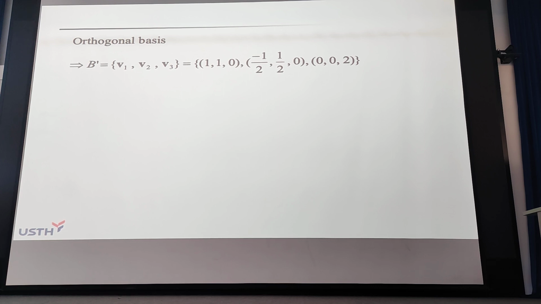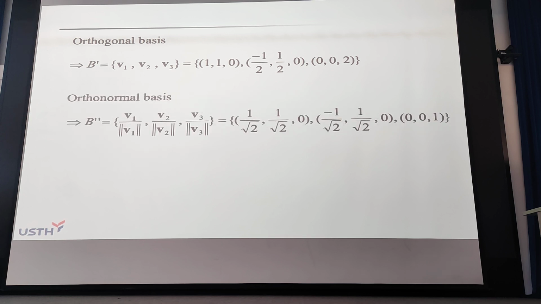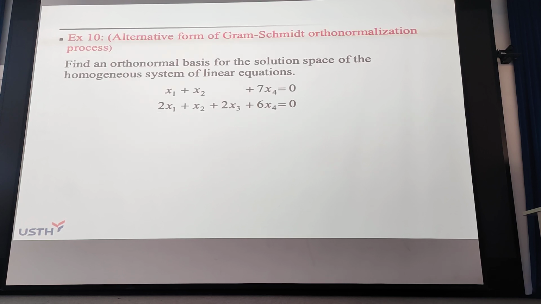So by that we get an orthogonal basis like that one, and we divide it by the length, we get an orthogonal basis for that. So that is a calculation according to the Gram-Schmidt process here. Now you have another example, just a little more complicated.